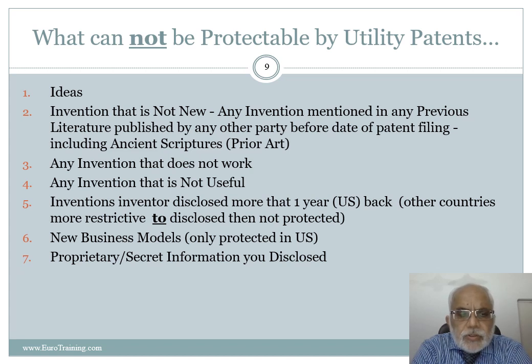Proprietary or secret information: if you keep the proprietary or secret information of your company protected, it can be your industrial secret, your intellectual property. But if you disclose it by mistake, then it is no longer intellectual property. It becomes public domain. But if you have kept it secret and somebody steals it or obtains it illegally, then he has stolen your intellectual property, and it is still valid. You can go after him.